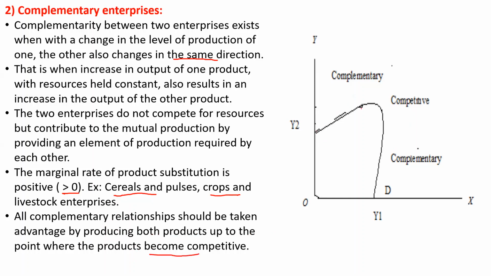So if you see the PPC curve of complementary products, this is the PPC curve. At the point where it is increasing trend, up to this point it is complementary. When it becomes concave, it becomes competitive in nature. Again, it becomes complementary. So within this complementary range, the farmer has to take the advantage. It should not go beyond this. So it should not produce in the competitive range.